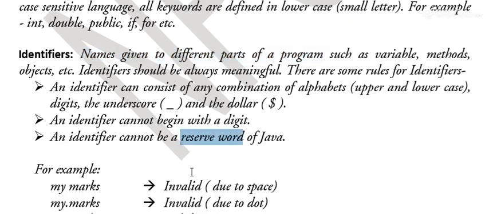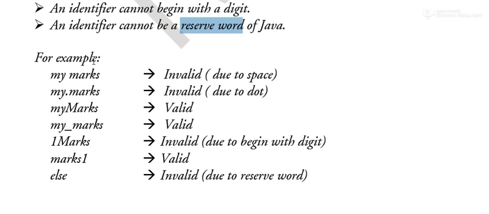For example, in the list of variables, my marks is invalid due to a space because according to the identifier rule, space is not allowed. My.marks is also invalid because dot is not allowed. 1marks is also invalid because one is a digit, that is in the beginning position. Else is a keyword, so it is also invalid.